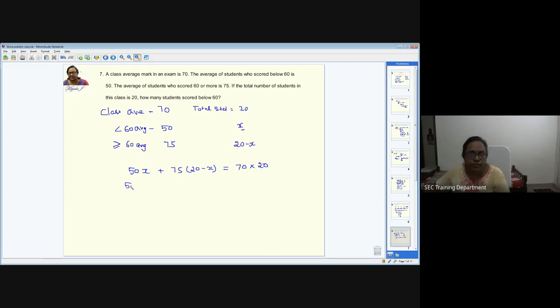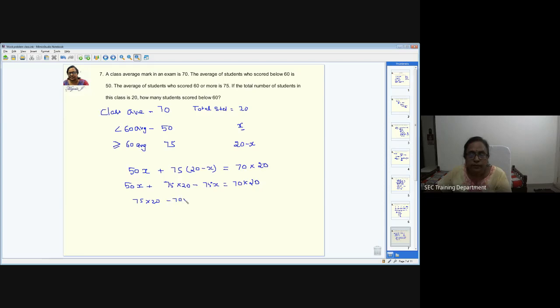So 50x plus 75 into 20 minus 75x equals 70 into 20. Don't do in-between calculations, because sometimes they might get cancelled. So I don't have to do that. What I'll do is, this is negative, so let me take it to the other side. So 75 into 20, the second term I'm writing here, and bring this one here.